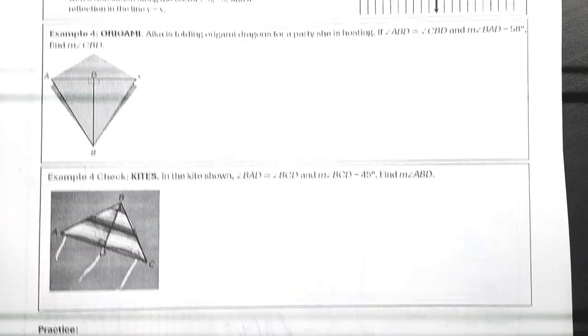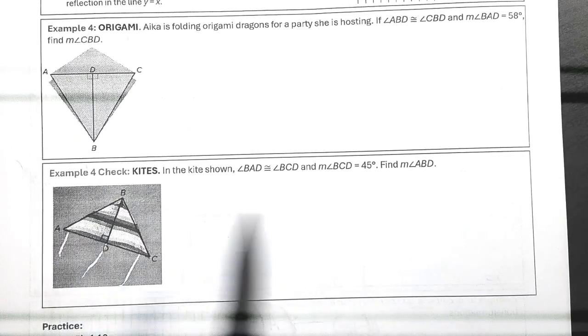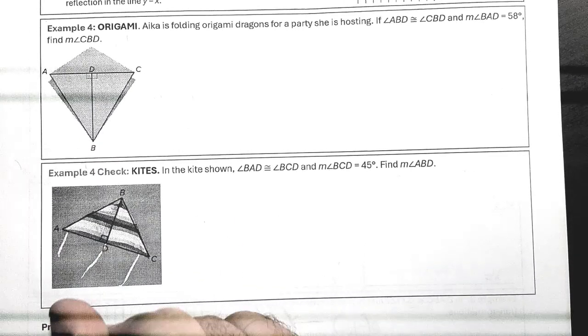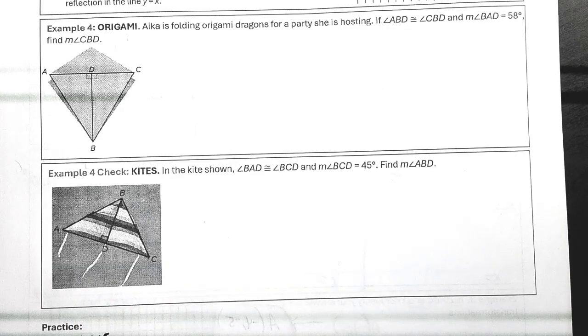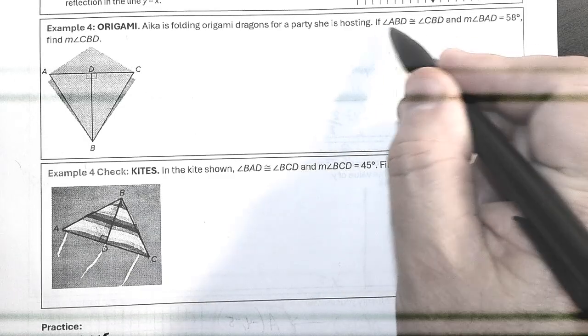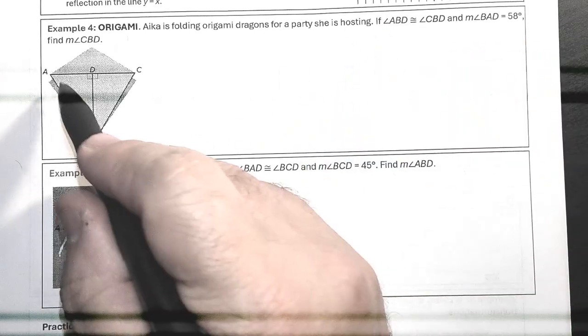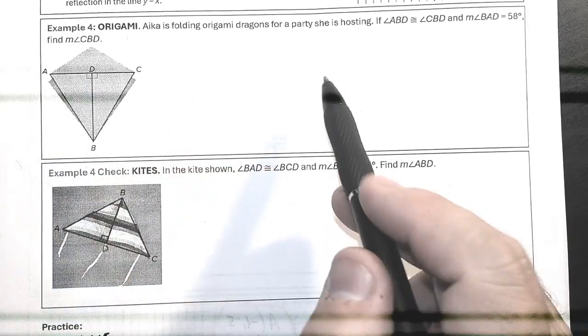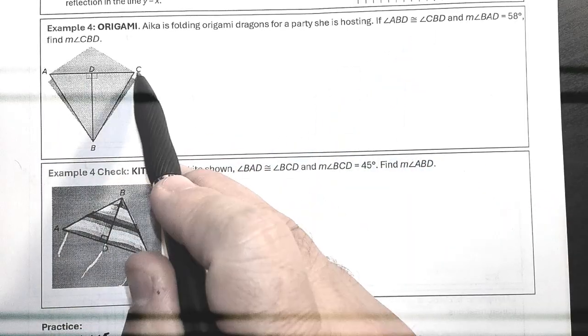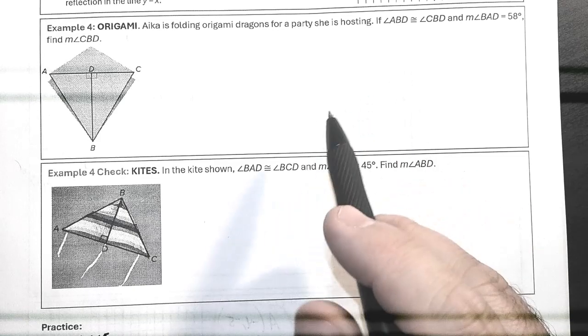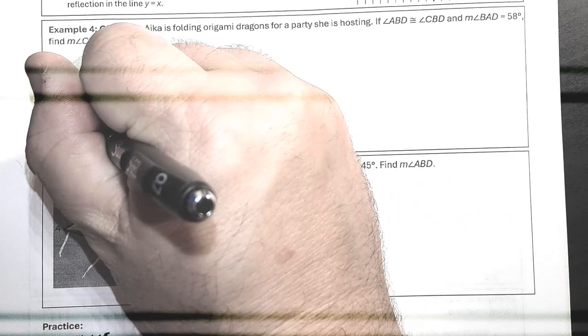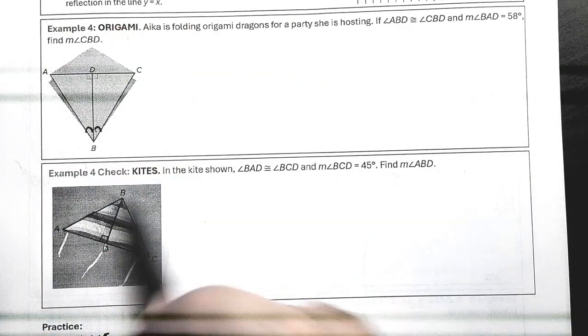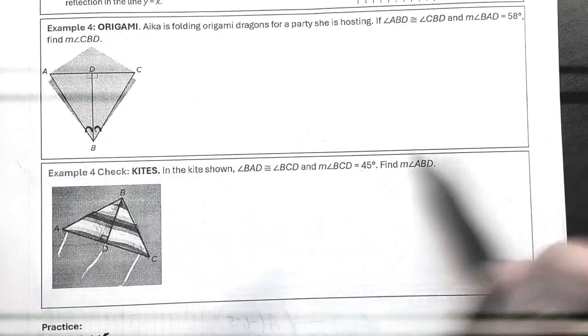Example 4. So I'm going to do 4. Number 4, check. This is for you guys. It's the same basic problem, just a little different. So for this guy, it's telling us that angle ABD and CBD are congruent. So these guys are congruent. Just do the little thing like that. It's not bisected. These are just congruent marks.